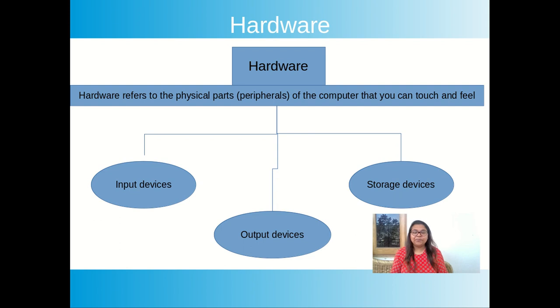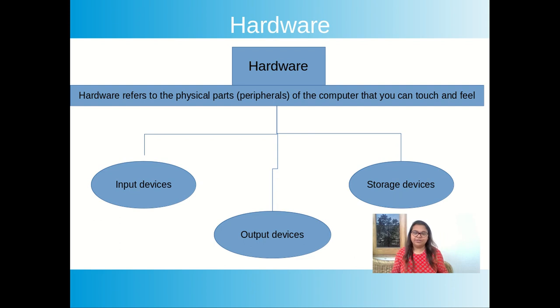So once again, hardware are the physical parts of the computer that you can touch and feel. Now in this chapter, we will categorize these hardwares into three categories and study them. The first category is input devices, the second category is output devices, and the third category is storage devices.